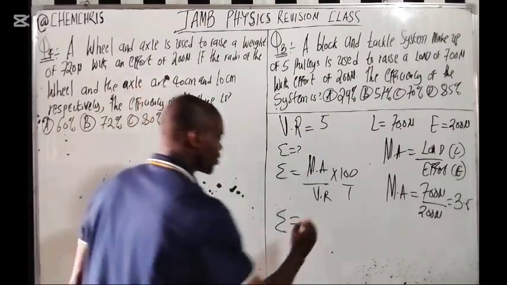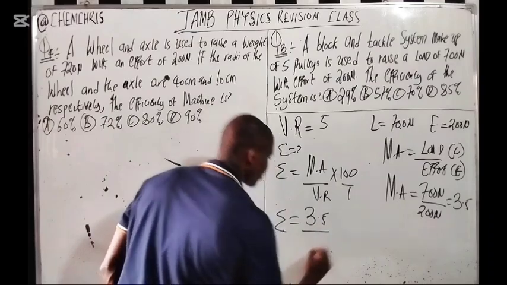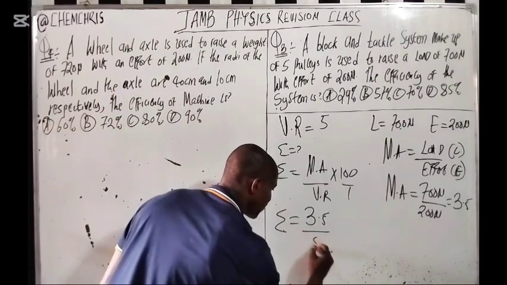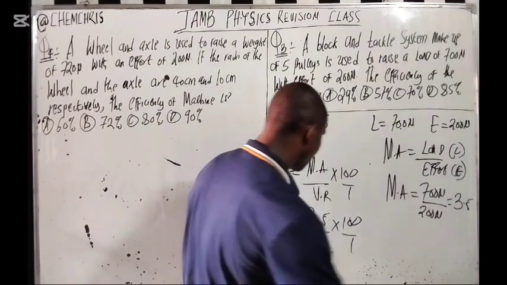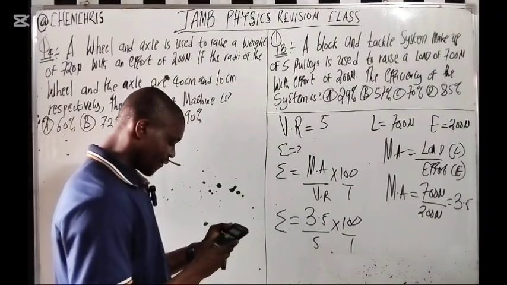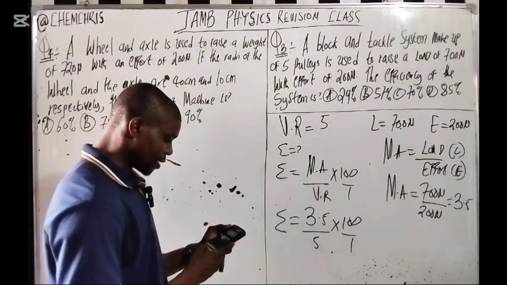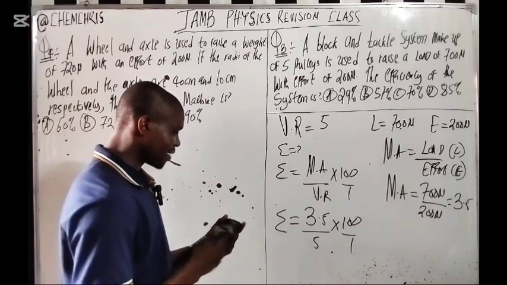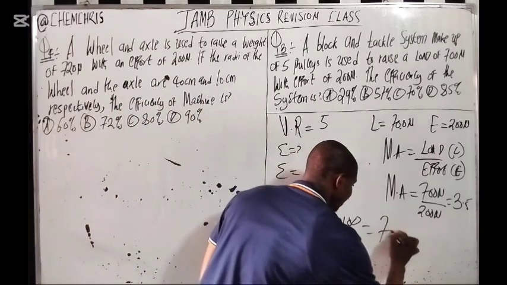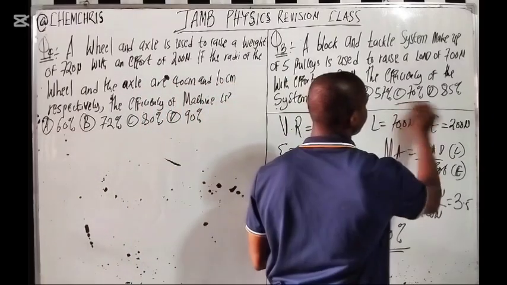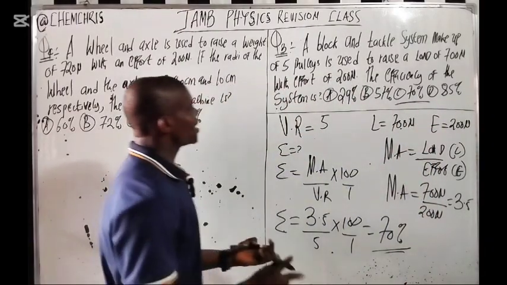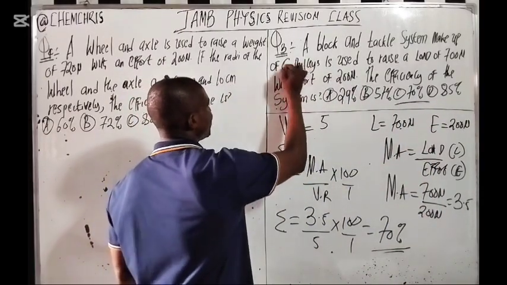So my efficiency is equal to my mechanical advantage, 3.5, over my velocity ratio, which is 5, times 100 over 1. So here we have 3.5 times 100, divided by 5. That gives 70 percent. So the answer is 70 percent, which is option C.